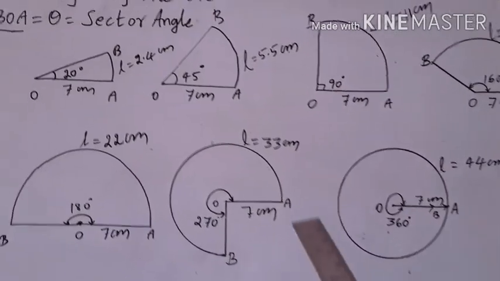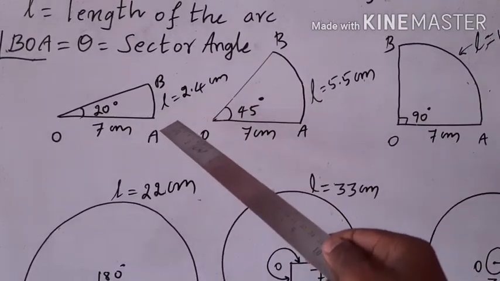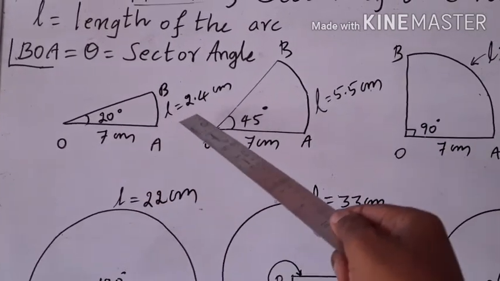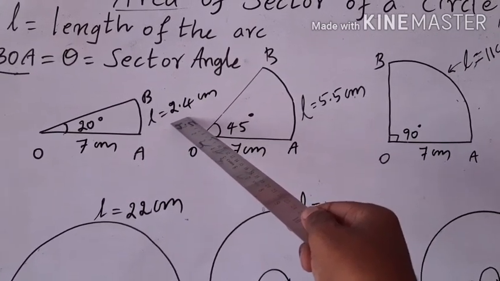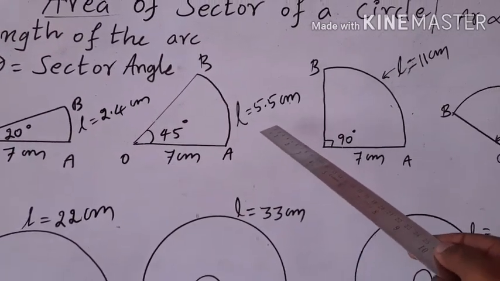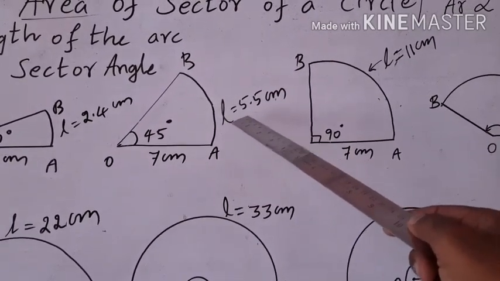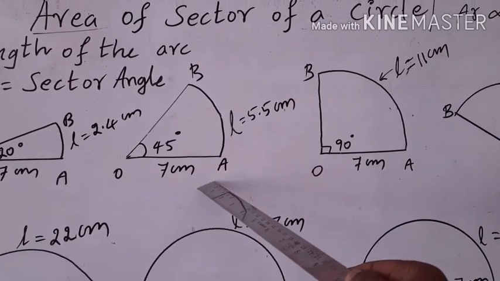If we are asked to find the area of the sector whose radius is 7 centimeter and length of the arc is 2.4 centimeter, how will we calculate? Or if you are asked to find out the area of the sector whose arc length is 5.5 centimeter and radius is 7 centimeter, how will you do?